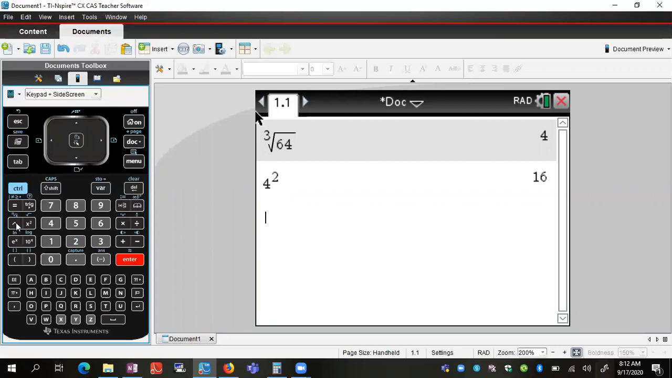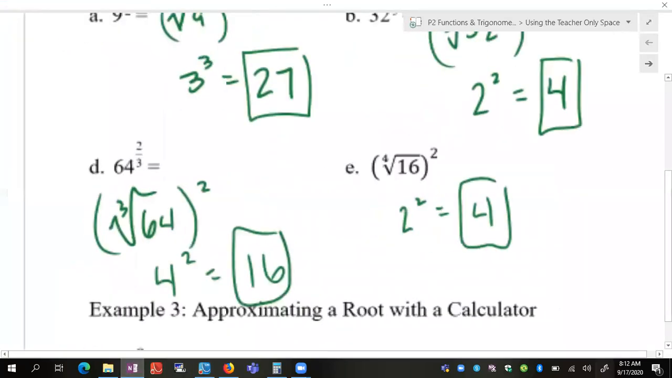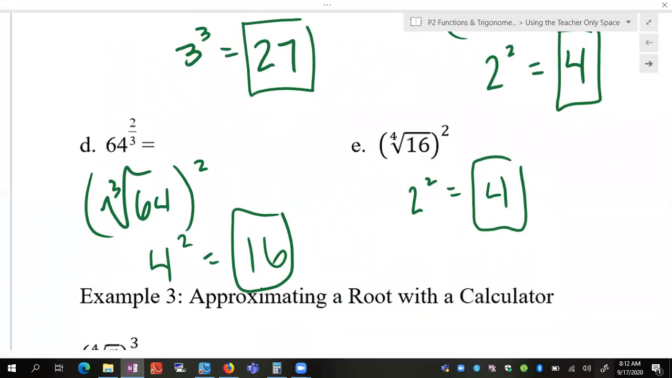So if I type in 64 and then hit the little caret button here for the exponent, and then literally type in 2 divided by 3 for the exponent, I can get the answer done for me. So it's still good practice to do these without a calculator, but if not, there's always that as our fallback. So here I've got some answers for you. So 64 to the 2/3 we just did on the calculator was 16.